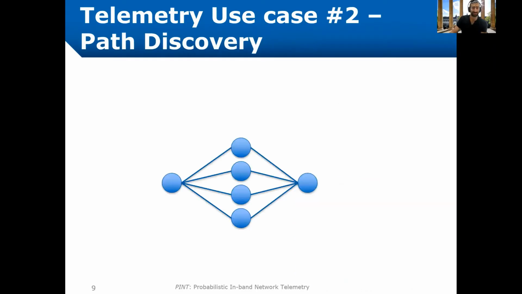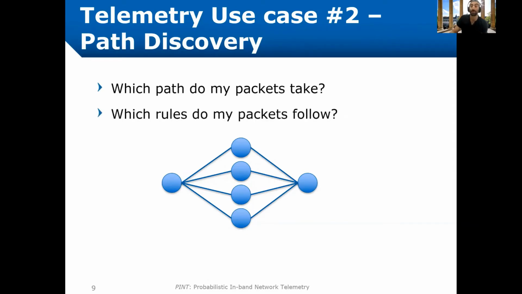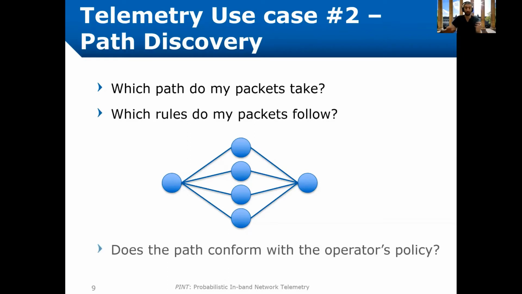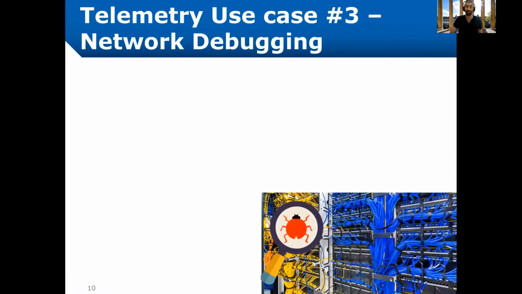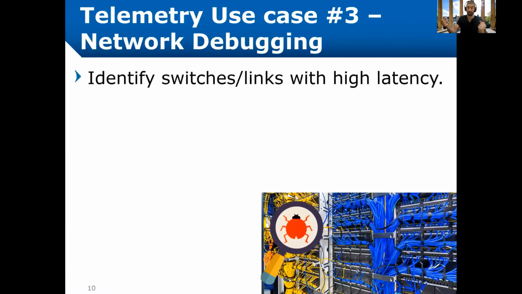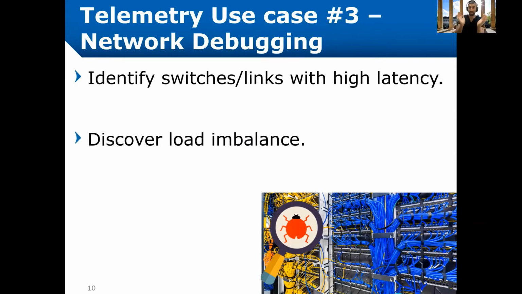A second use case is path discovery. And it is that there could be many different paths leading to the same destination. And I want to know things like which path did my packets take, or what routing rules do they follow, or more generally, do all paths conform with my policy, and things like that. A third use case is for network debugging. Right, so I want to identify switches or links that have high latency. And for example, there can be an imbalance where one path is really loaded while the other one is underutilized, and we want to shift some traffic. And this can also be done using telemetry.